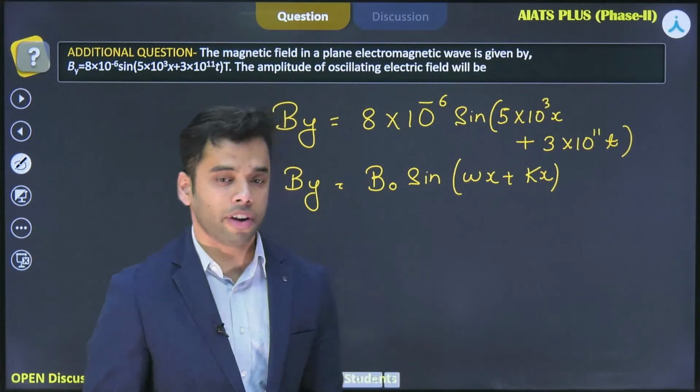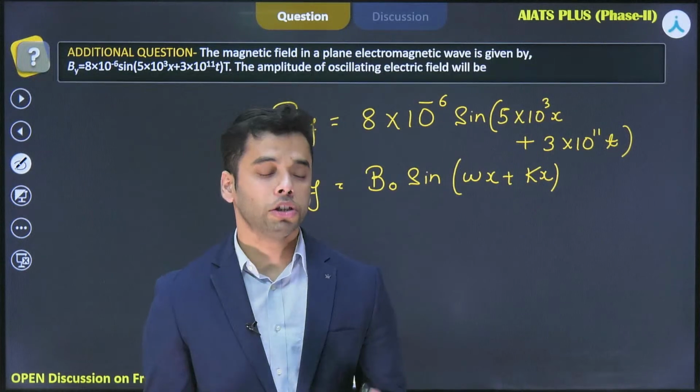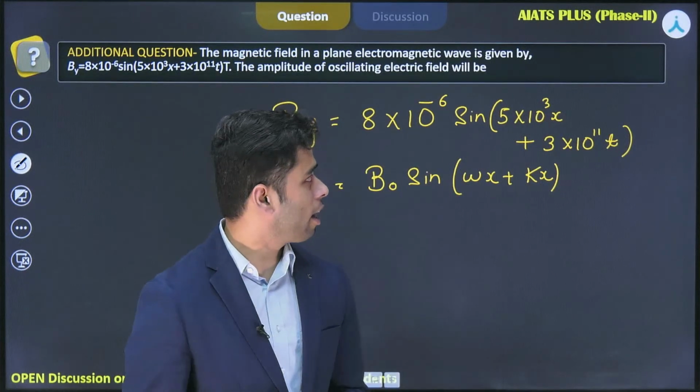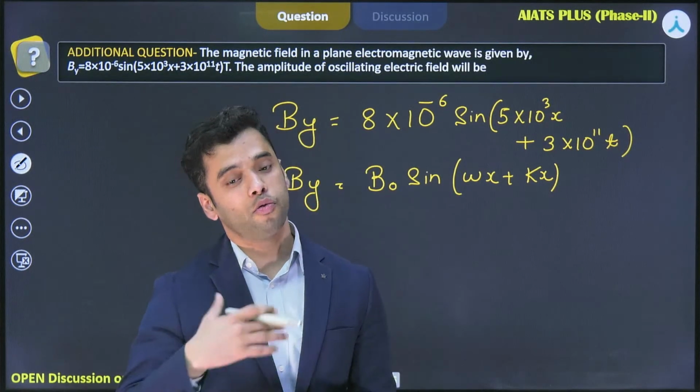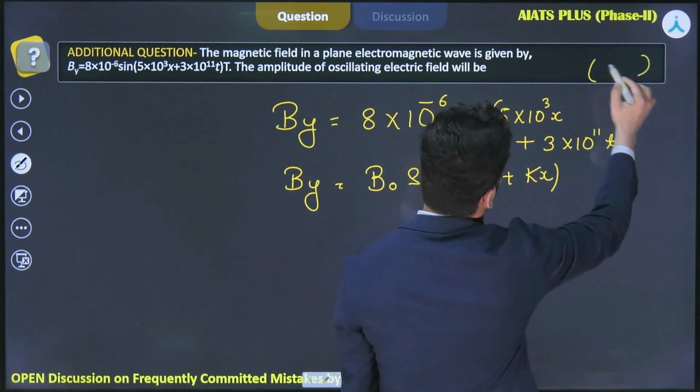2400 is not the right answer. Check the calculation, check the concept, and I can tell you that 2400 is way beyond the actual answer. The actual answer is somewhere around 480.